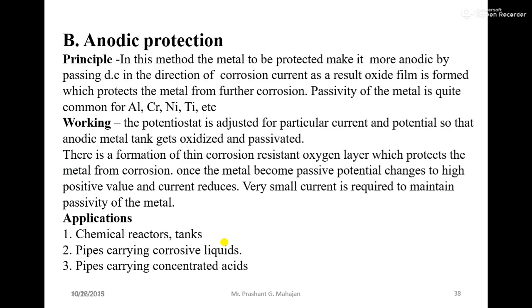And applications: where the corrosion is faster, anodic protection will be used. So chemical reactors, tanks, pipes carrying corrosive liquids, pipes carrying concentrated acid. So that is anodic protection.